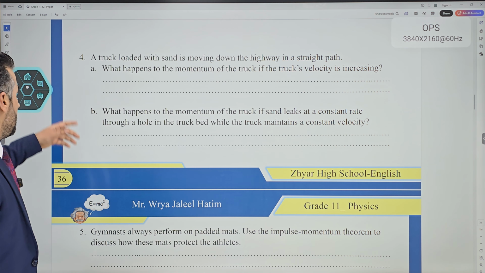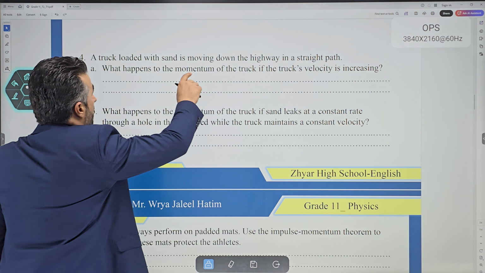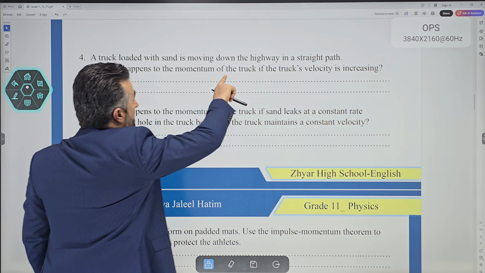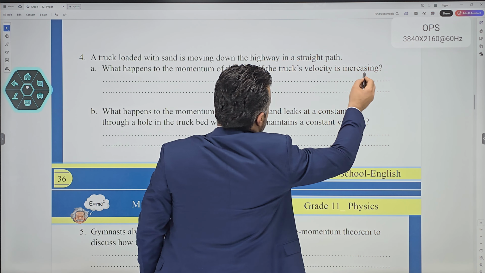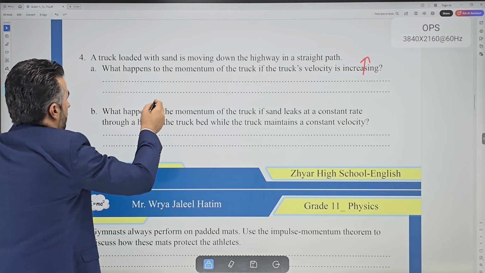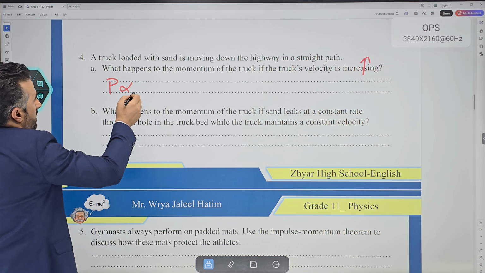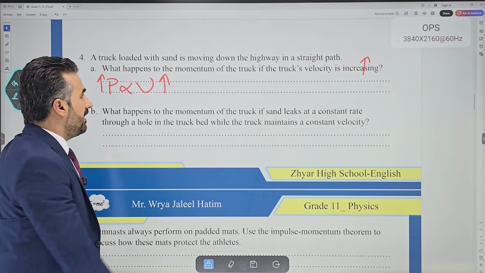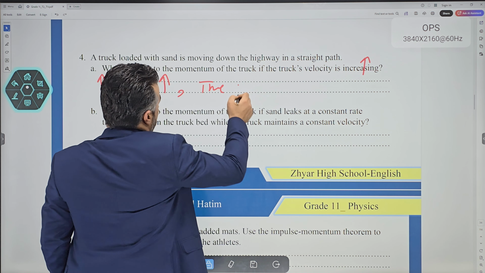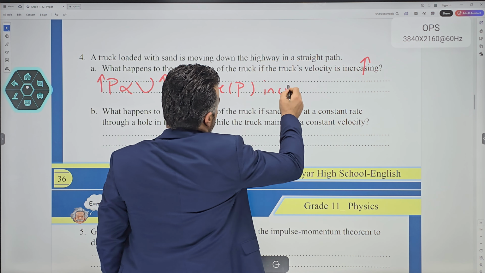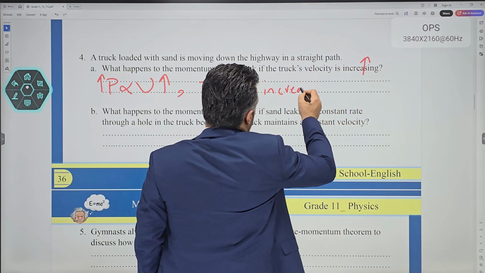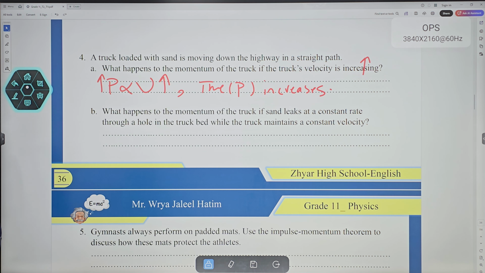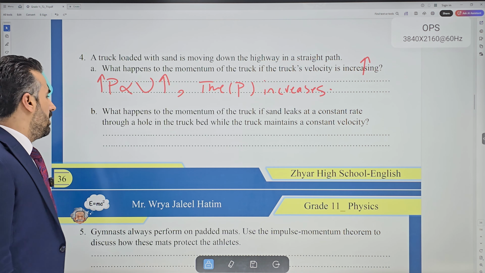A truck loaded with sand is moving down a highway in a straight path. What happens to the momentum of the truck if the truck's velocity increases? We know the relation between momentum and velocity: they are directly proportional. If velocity increases, momentum increases. If the velocity increases, the momentum increases too.